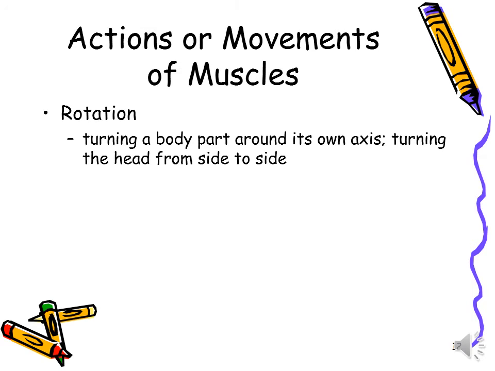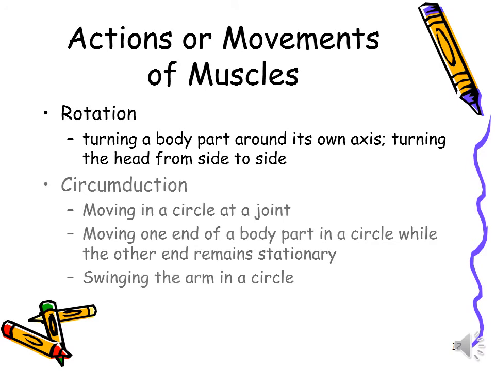There's also rotation. Rotation is the ability to move a body part on its own axis. For example, that would be the head going side to side, whereas circumduction is moving an extremity in a circle at a joint. Now, not all joints are able to do circumduction. A hinge joint can't circumduct, but things like the arm, ball and socket joints can circumduct.